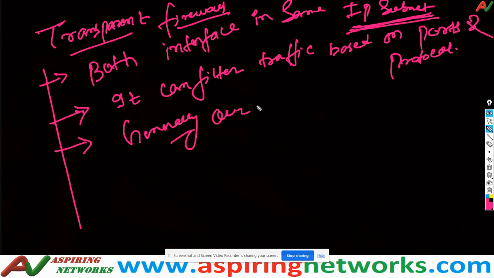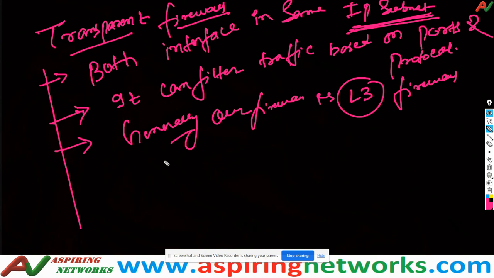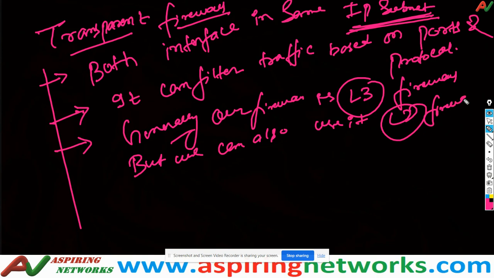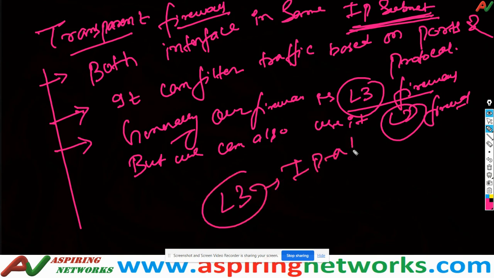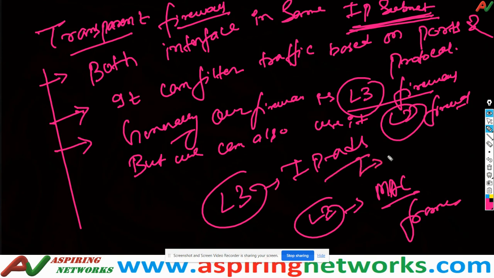Generally, our firewall is an L3 firewall, but we can also use it as an L2 firewall, right? Whenever I am talking about L3, I am talking about IP addresses. Whenever I am talking about L2, I am talking about MAC addresses, right? That is frames, and that is packets, right?